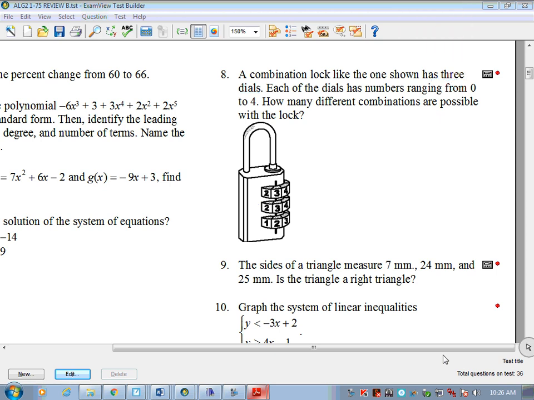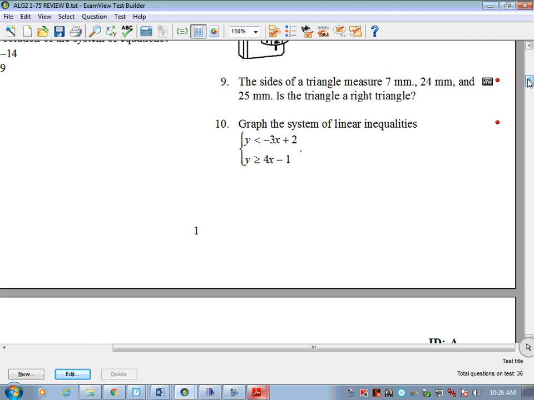All right. 9. The sides of a triangle measure 7 millimeters, 24 millimeters, and 25 millimeters. Is the triangle a right triangle? How can I check? Draw a triangle. Geneva, what were you going to say? You're close. I'm looking for a specific theorem. The what theorem? A squared plus B squared equals C squared. What's the name of that? Pythagorean theorem. Very good, Maddie.